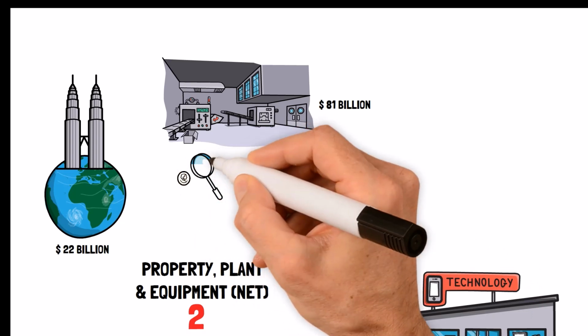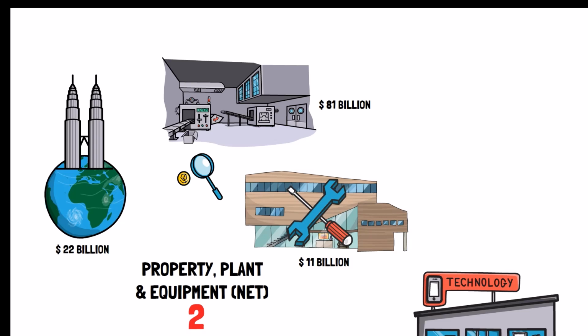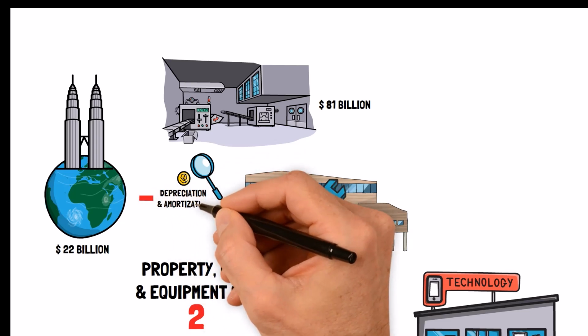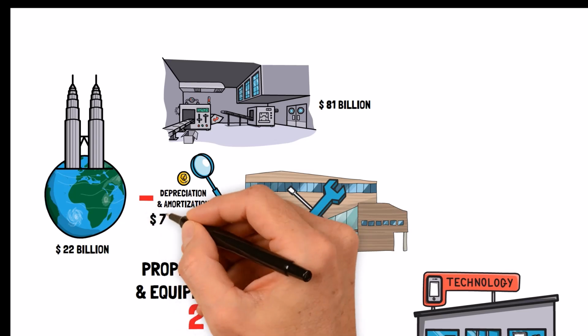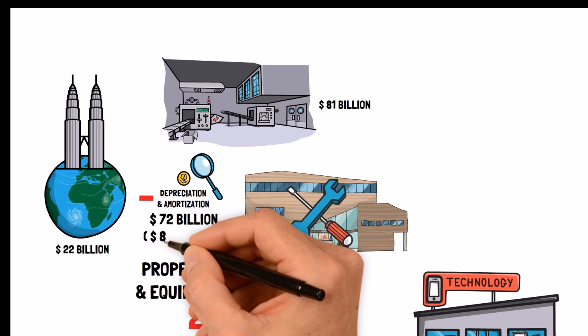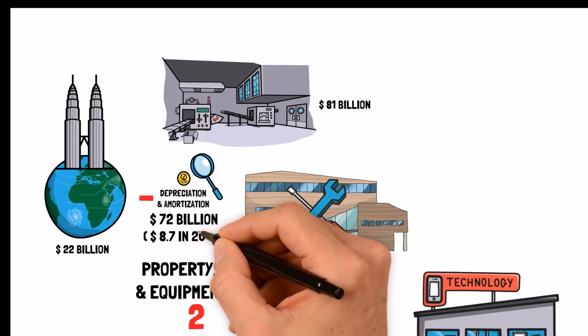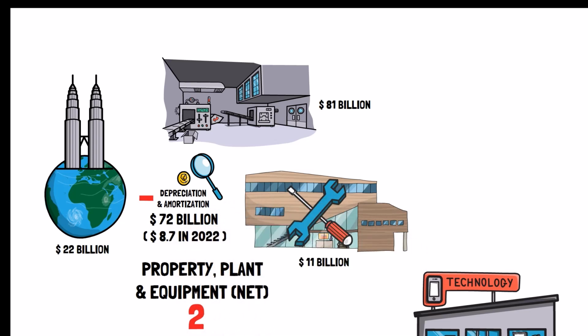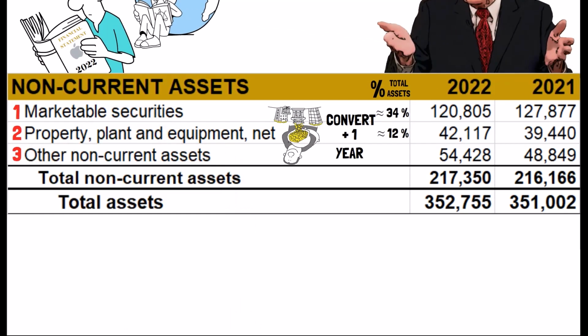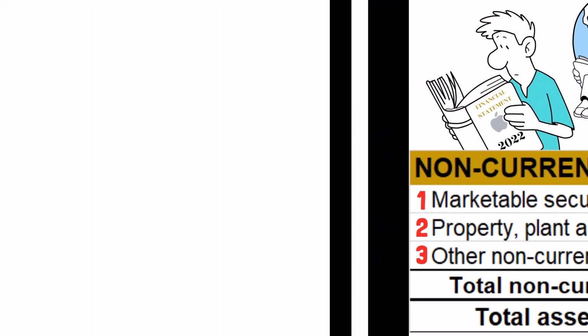Finally, the current value of these assets is obtained by subtracting all depreciation and amortization, which equals $72 billion, of which $8.7 billion was a deduction from 2022. The last part regards the other non-current assets. It adds up to a total of 15% of the total assets.